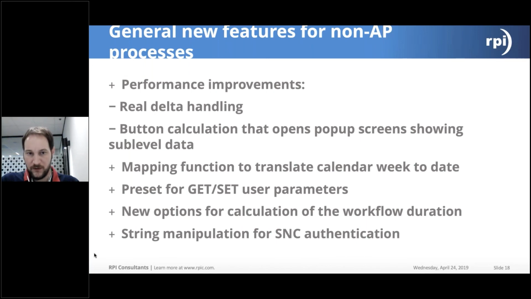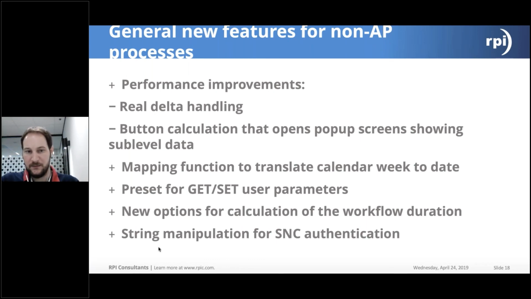A lot of work went into providing real delta handling of the data, so the system does not experience slowness during work. And also, there is a new functionality for bulk calculations when you open the pop-up screen showing the sub-level data. So all these things, especially these two, should give users better performance and let them work much faster in the system than now.